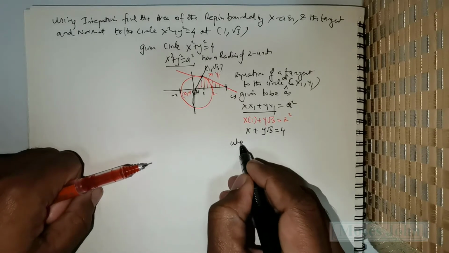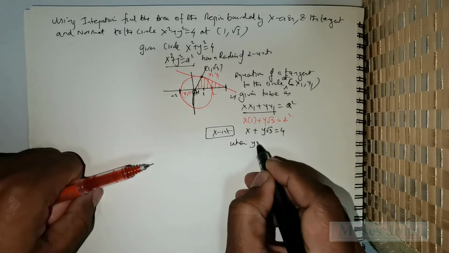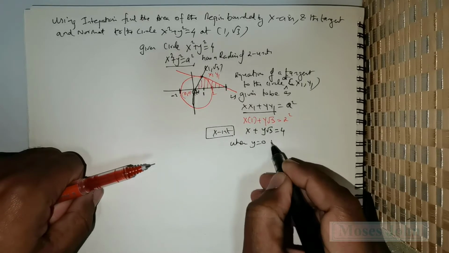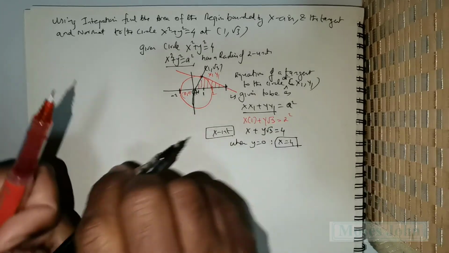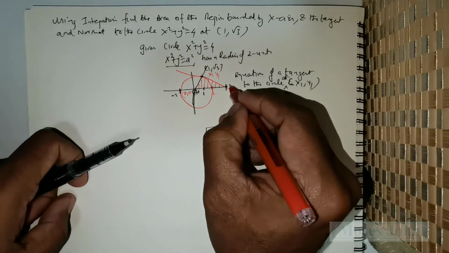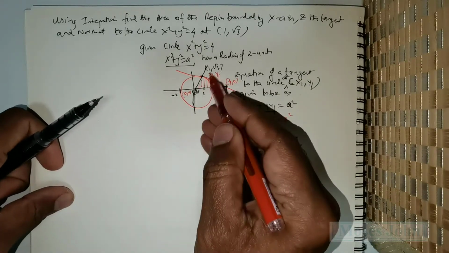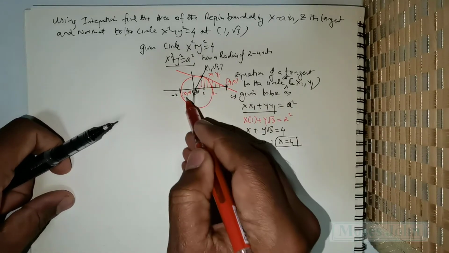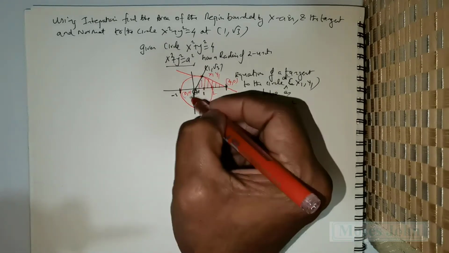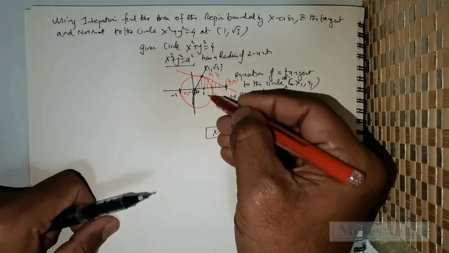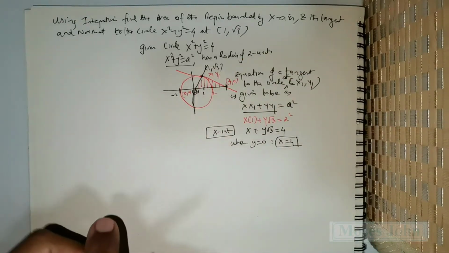Now to find the x-intercept, we need to put y equal to 0. So when y is equal to 0, we would get x is equal to 4. So this point is going to be (4, 0). So this is a triangle with vertices (0, 0), (4, 0) and (1, root 3). Of course you have the lines. Now we know the equation of this line. We have to know the equation of this line. This is the normal.